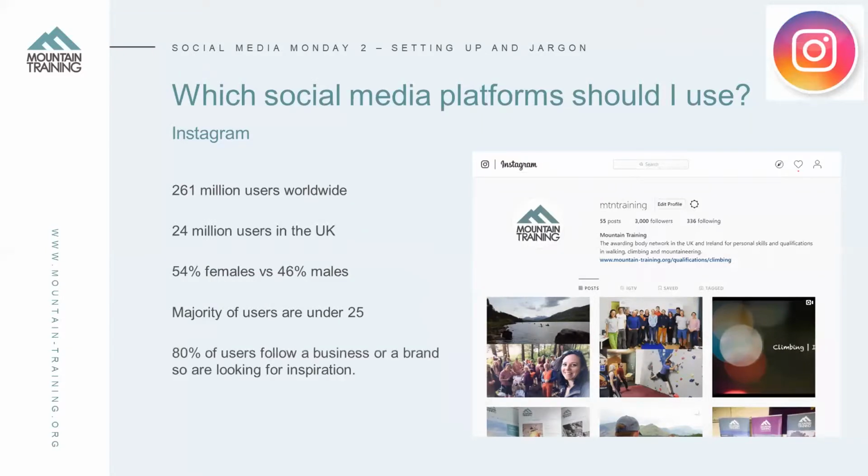80% of users follow a business or a brand, which suggests they are looking for inspiration. They're not perturbed at all by the fact that businesses and companies are on Instagram. They want to see what you've got to say. They want to see what you're doing. And it is predominantly an image-based platform. So people are there to be able to scroll through lots of pretty pictures. They will sometimes read what you write alongside the post, but predominantly it's all about the images.